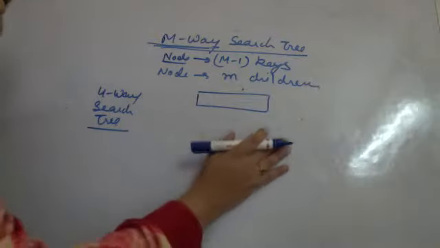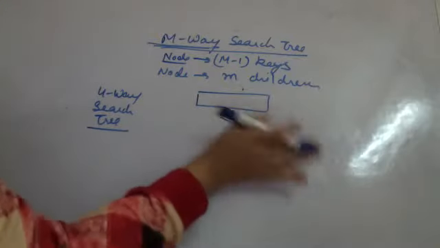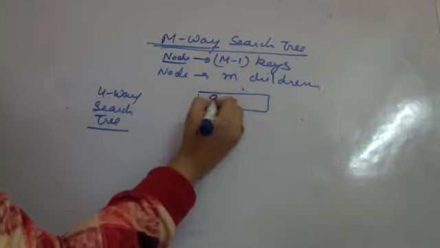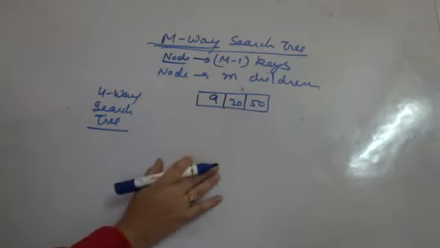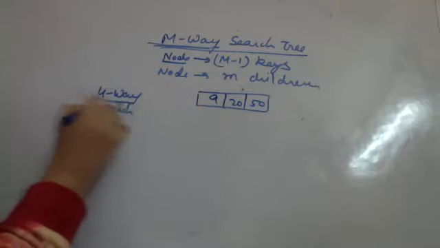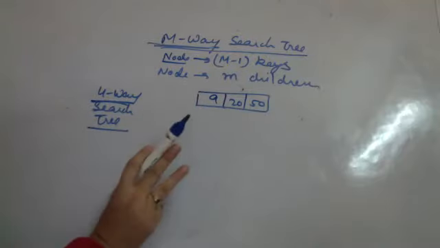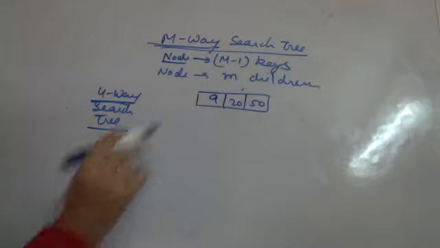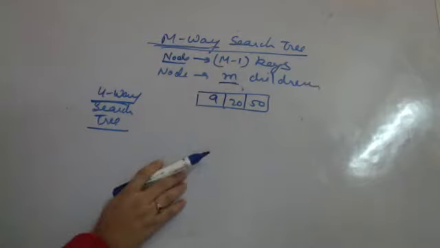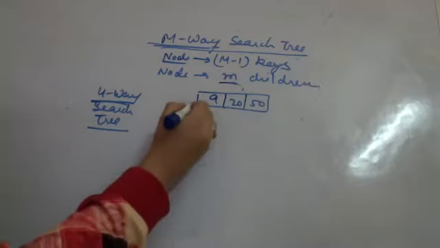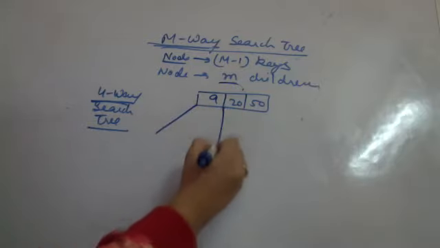Although they are stored in the binary search tree manner, they will be stored in ascending order. So I'm having supposedly some keys 9, 20, 50, just as an example here. In a maximum 4-way tree, every node can have at most 3 keys. So I'm having 3 keys here. This can have m children, so it can have 4 children. I am essentially representing the pointers.